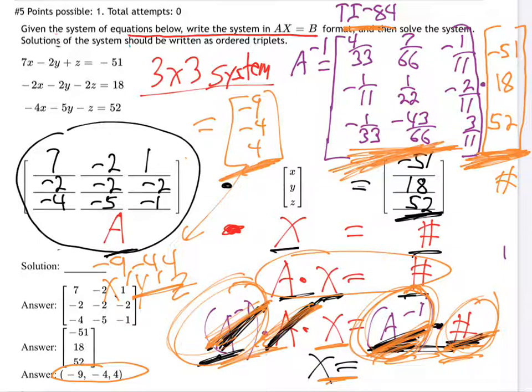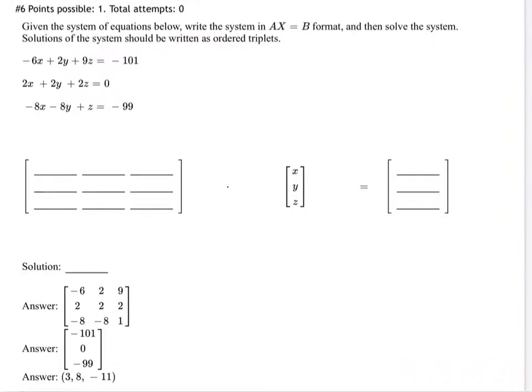And if you don't have a TI-84, you can go to Desmos.com and basically do the same thing. Number 6. So here we go again. We're going to solve 3 equations with 3 letters using a matrix equation. So you know what we do? We just peel off the numbers first off.